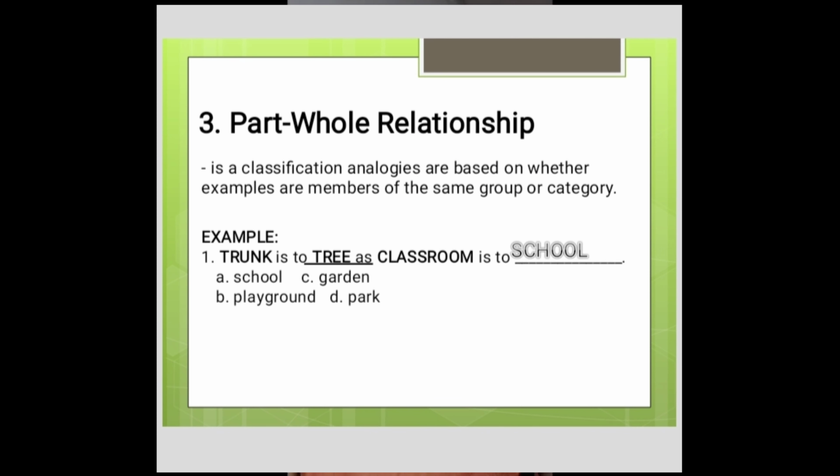Part-whole relationship is a classification of analogies based on whether the examples are members of the same group or category. For example, trunk is to tree as classroom is to what? A. School, B. Playground, C. Garden, D. Park. So we all know that the answer is letter A. Classroom is the part and the whole is school. The trunk here is a part and the tree is a whole because we all know that the trunk is a part of a tree.